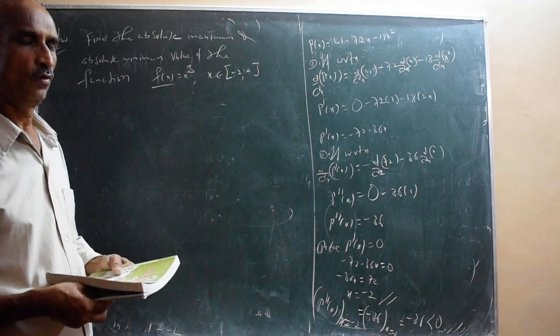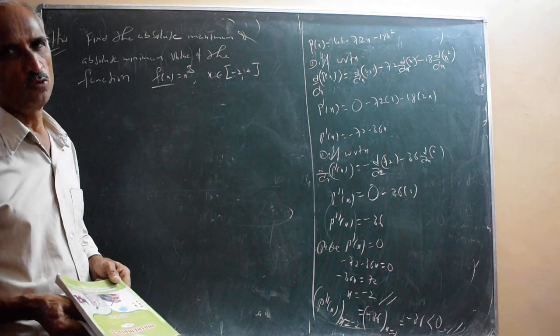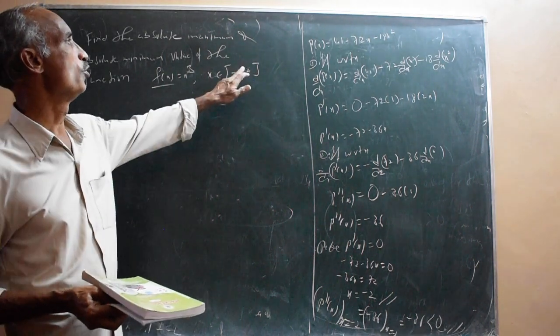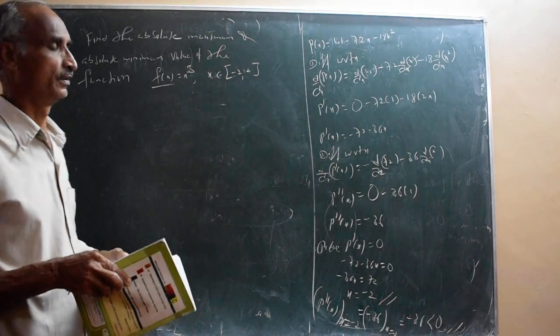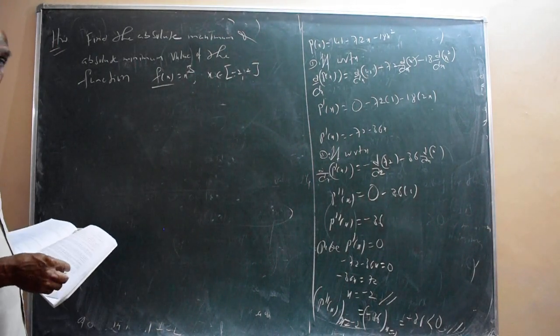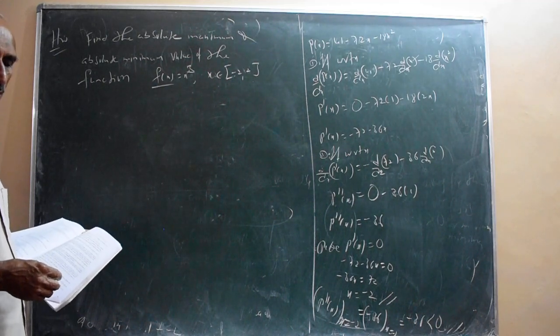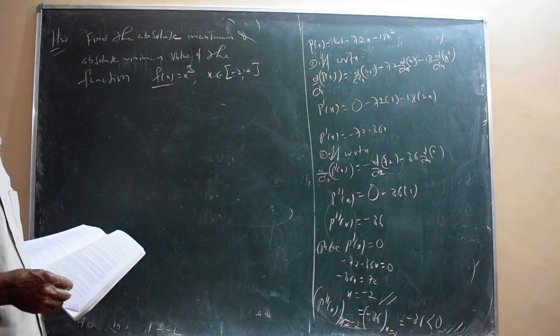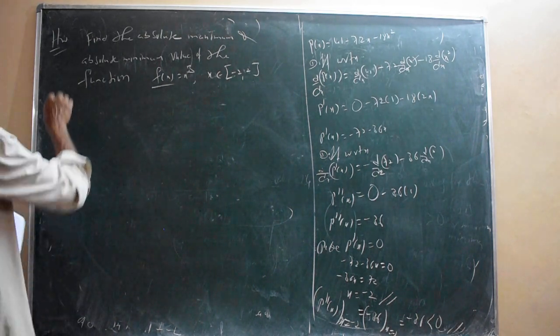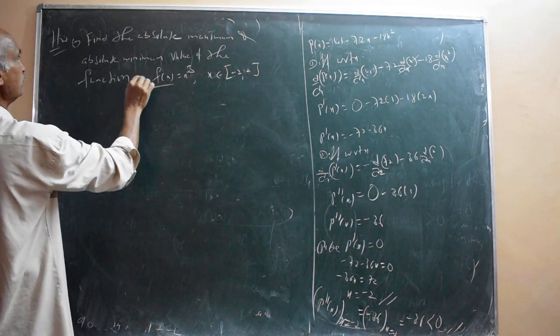Among that one, minus 8 is the absolute minimum and 8 is the absolute maximum. The absolute maximum value is 8 at x equals 2. The absolute minimum value is minus 8 at x equals minus 2. Okay, that's the first one.